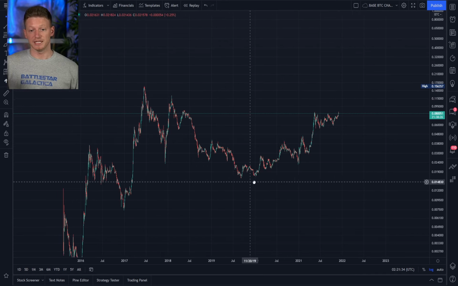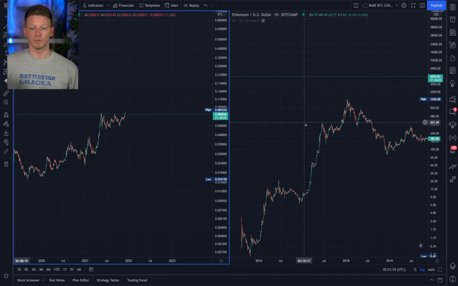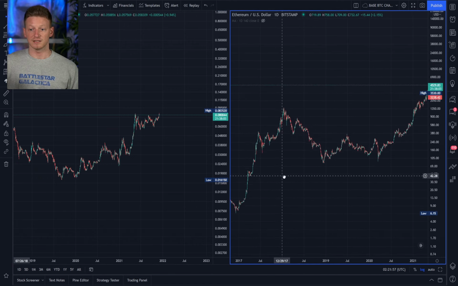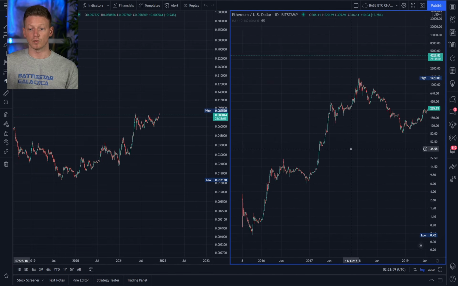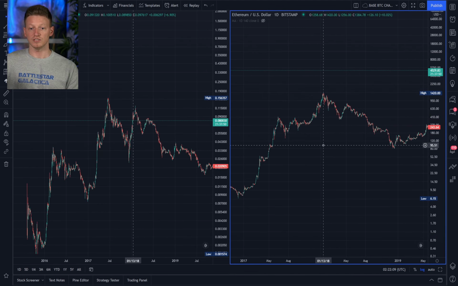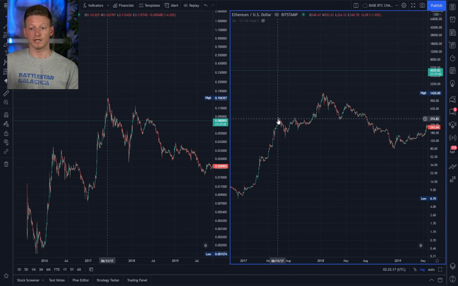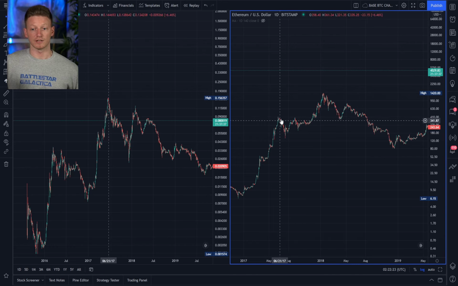So this is the Ethereum to Bitcoin chart. And what I want to show you is, notice where the all-time high for Ethereum to Bitcoin is. It occurred in the middle of June of 2017. Now, if you recall, the middle of June was in fact not the all-time high price for Ethereum. So now we're looking at Ethereum USD over here. Notice where the middle of June is. So this is the all-time Ethereum to Bitcoin valuation, but this is where Ethereum was at this time with respect to the US dollar right here.